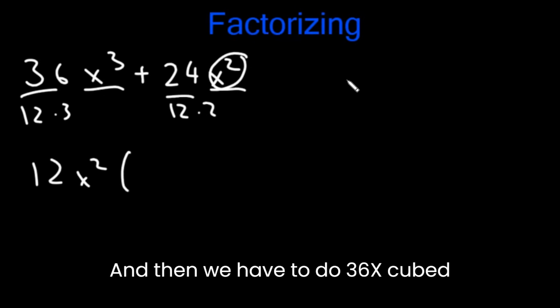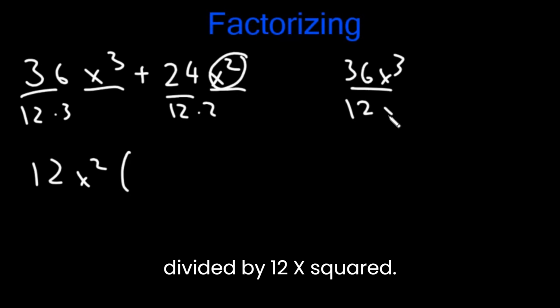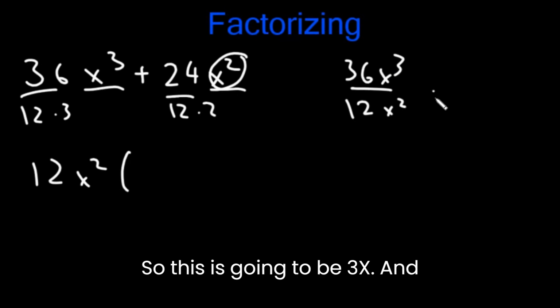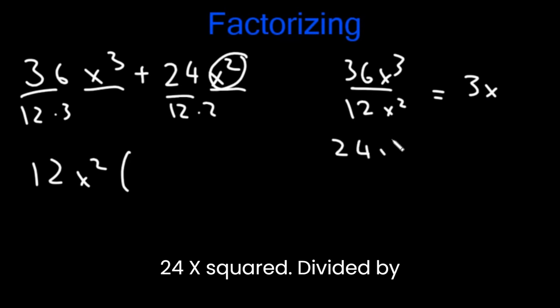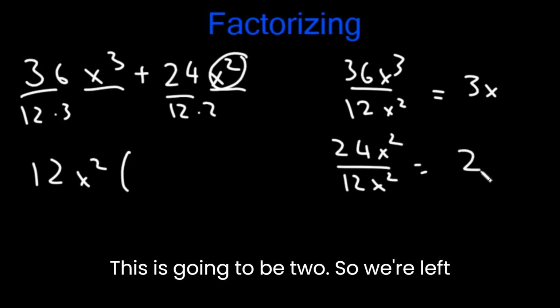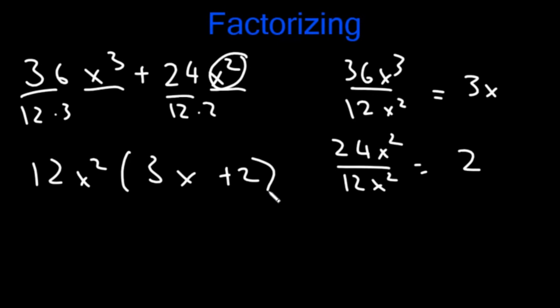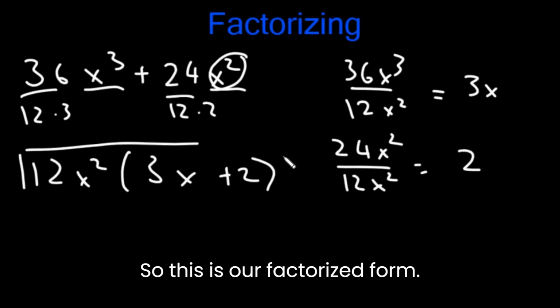And then we have to do 36x cubed divided by 12x squared. So this is going to be 3x, and 24x squared divided by 12x squared is going to be 2. So we're left with 12x squared times 3x plus 2. So this is our factorized form.